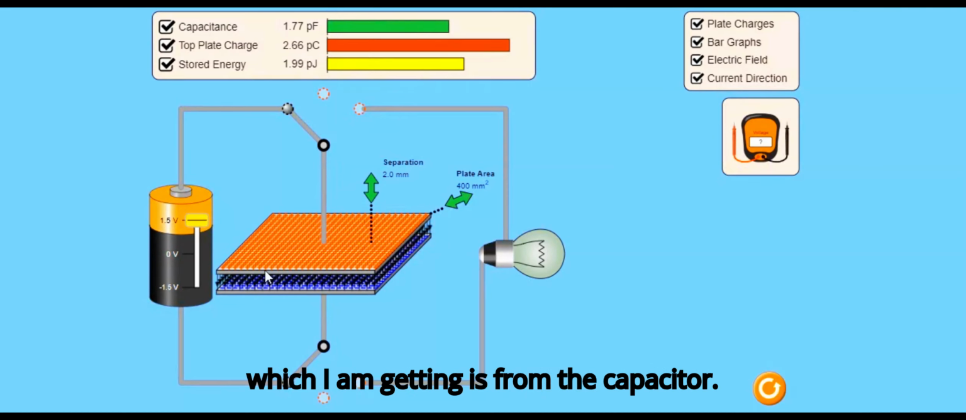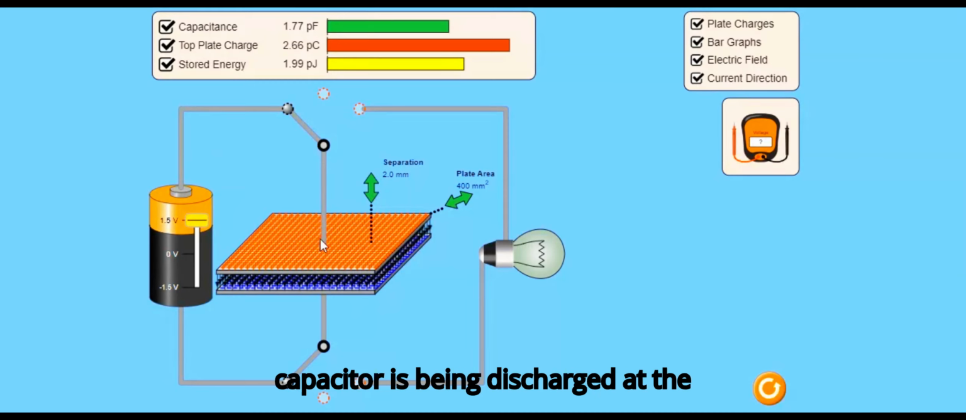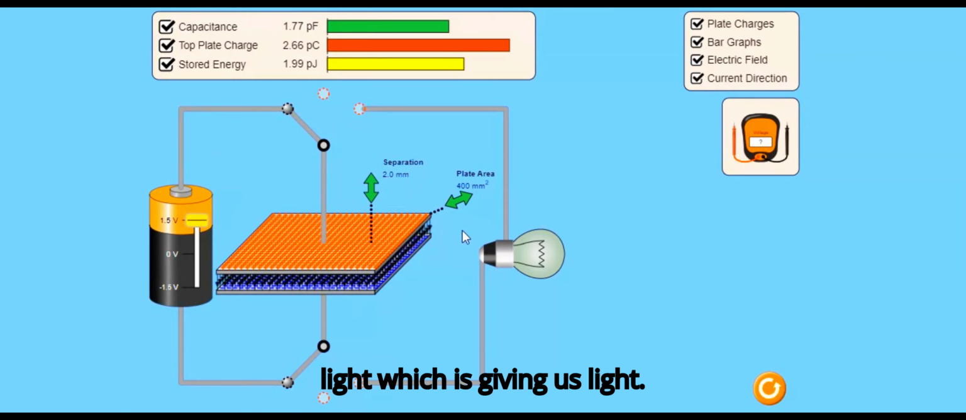Now if I attach the light bulb to the capacitor, I will get more energy. This energy which I am getting is from the capacitor. It is not from the battery. The battery is charging the capacitor and the capacitor is being discharged into the light, which is giving us light.